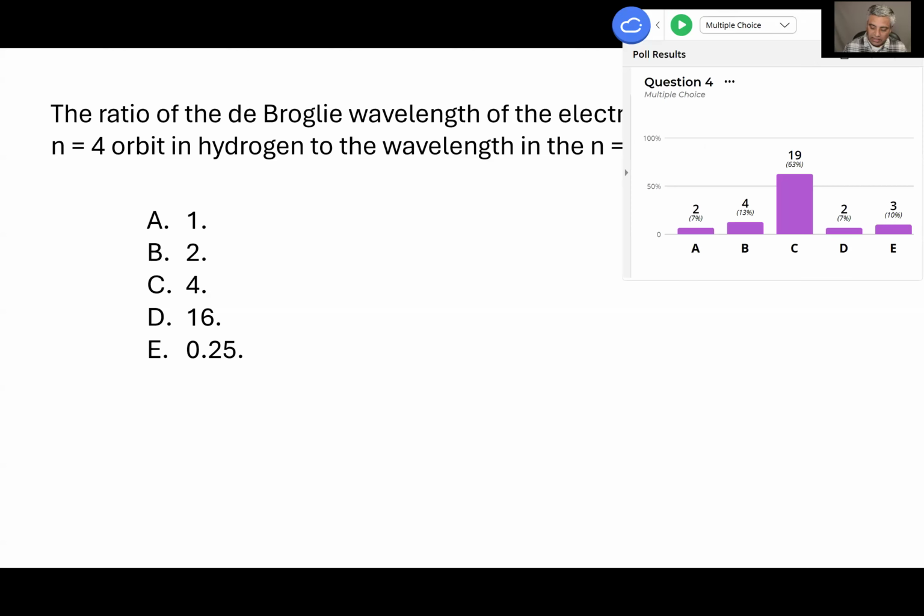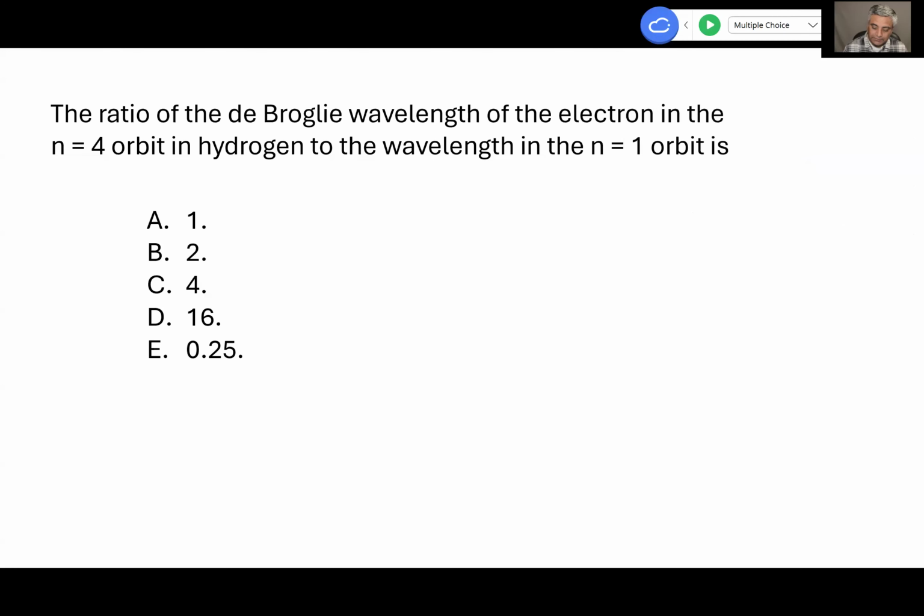Okay, let's see what we got here. So mostly C, and that is correct because the circumference is n times lambda. So for n is equal to 1, C is lambda. For n is equal to 4, C is going to be 4 lambda. So 4 times larger, right? So yes, C is the correct answer.